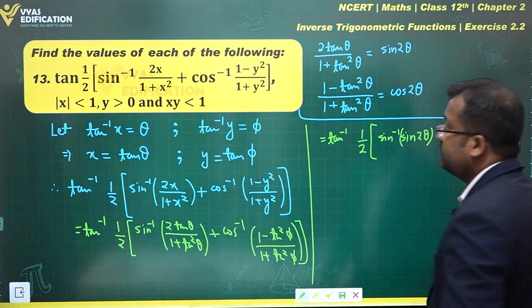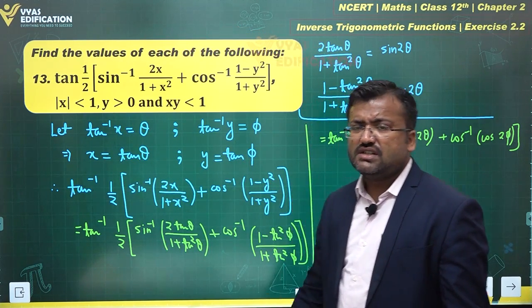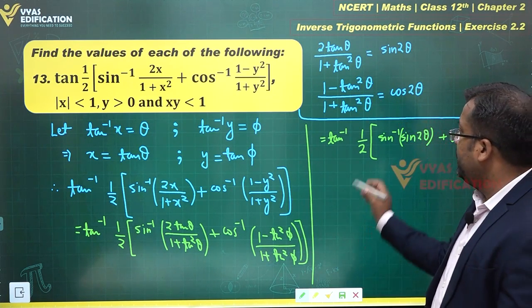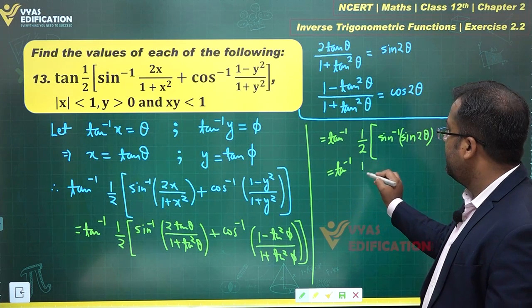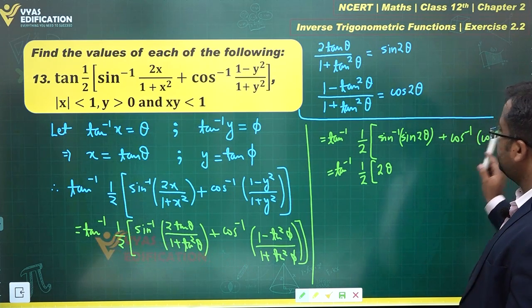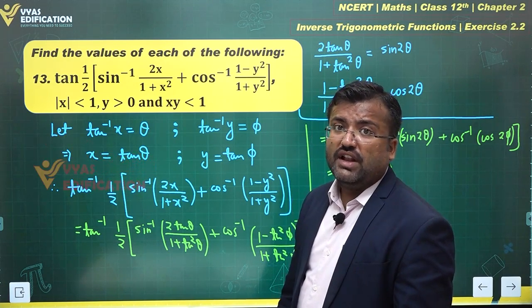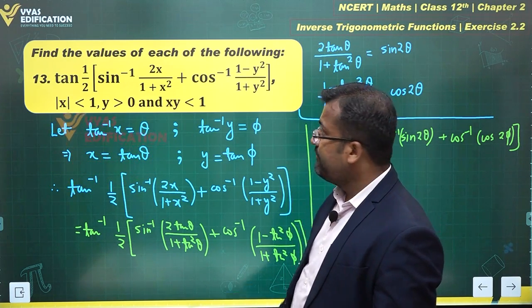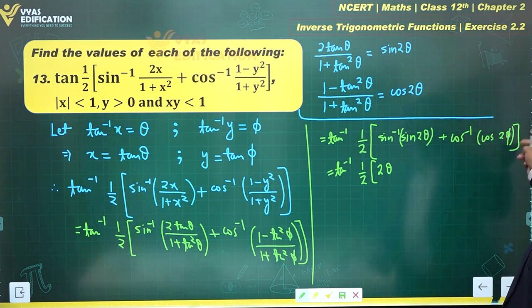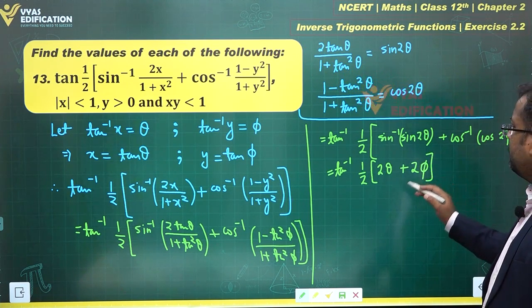Sin inverse sin 2 theta: since mod x is less than 1, theta lies in the interval minus pi by 4 to pi by 4. So 2 theta will lie in the interval minus pi by 2 to pi by 2, and this will be equal to 2 theta simply. What about cos inverse cos 2 phi? Now observe, for y greater than 0, phi equals tan inverse y will lie in the interval 0 to pi by 2. 2 phi will lie in the interval 0 to pi. Therefore, cos inverse cos 2 phi is simply 2 phi. The output should lie in the interval 0 to pi, that is being done over here.